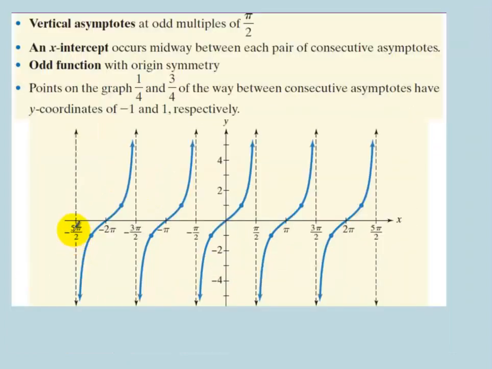Vertical asymptotes are at odd multiples of pi over 2. X-intercepts occur midway between each pair of consecutive asymptotes. So if you had asymptotes, the halfway part is right here, and this is your x-intercepts. So all at the halfway parts. Odd function, okay. Points on the graph 1/4 and 3/4 of the way between consecutive asymptotes have y-coordinates of -1 and 1. So that's saying that you can figure out these points right here, and it's actually based off the amplitude of the function.